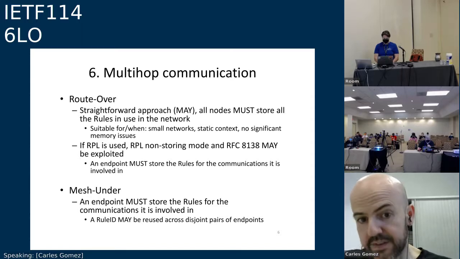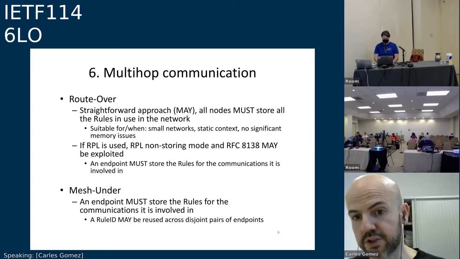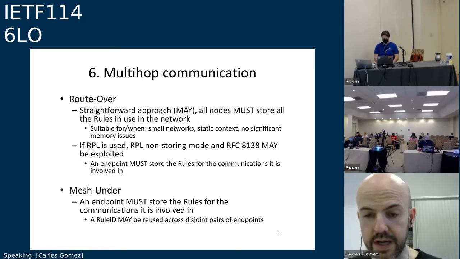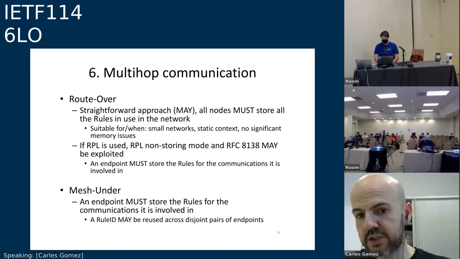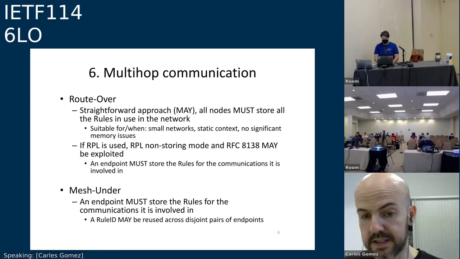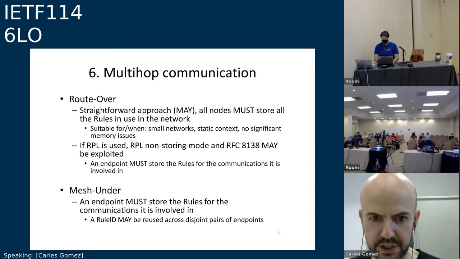So an alternative is that if Ripple is used as the routing protocol, then, as suggested by Pascal, we can exploit Ripple non-storing mode and use RFC 8138 to make it efficient. And in this case, an endpoint must only store the rules for the communications it is involved in. So this is some idea that we plan to develop and elaborate in subsequent versions of the draft.